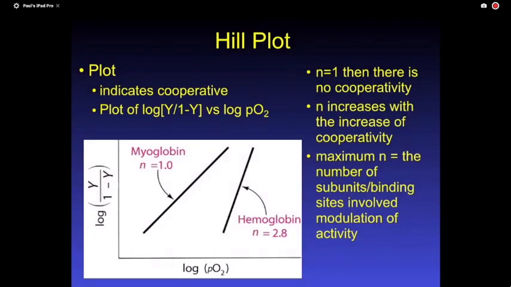Now, to determine if a protein is allosteric and cooperative, you have to have more than one subunit. That's a given, because the cooperativity and the allostery are between at least two subunits. You can plot the concentration of whatever you're looking at on one axis, and then the saturation divided by 1 minus the saturation, and you take the log. That is called the Hill plot.